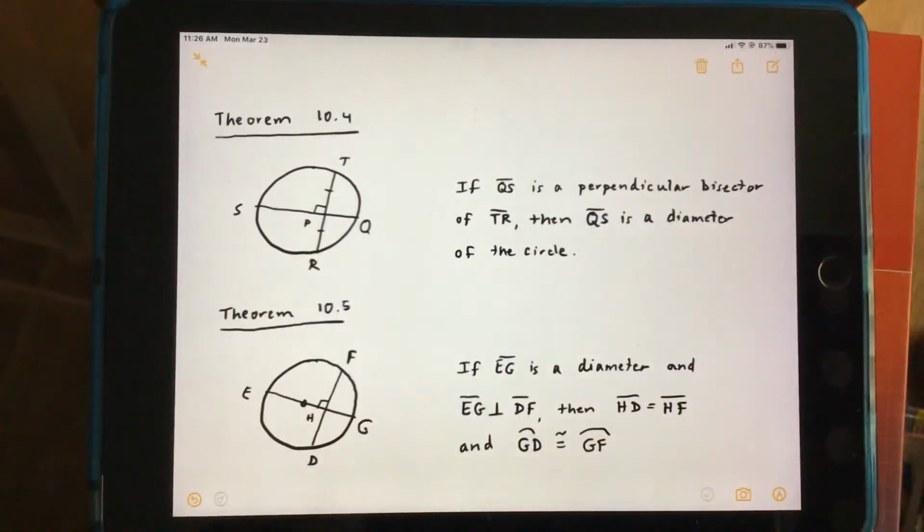Theorem 10.4 shows us a circle with two chords drawn in. If the segment QS is a perpendicular bisector, that means it cuts a line segment in exactly two congruent pieces. If QS is a perpendicular bisector of line segment TR, or chord TR, then segment QS is a diameter of the circle. That is necessarily going to be the case.